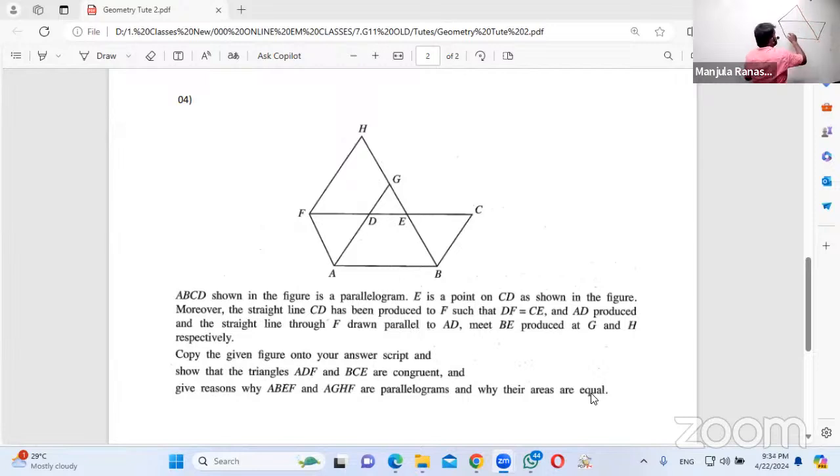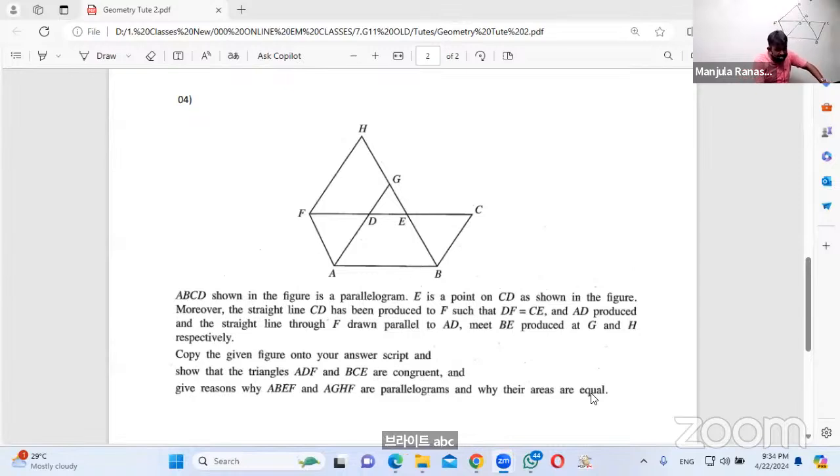Right, this is fine. A, B, C, D. A, B, C, D. Here E, and here F, G, H. Right, look carefully.